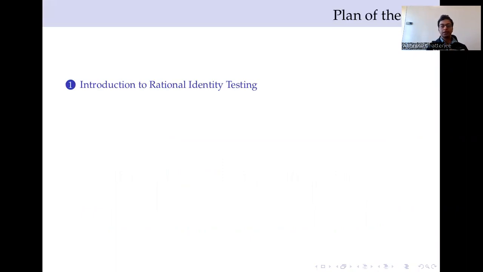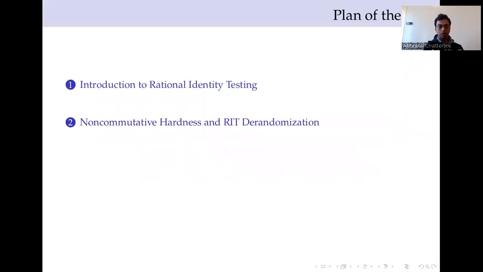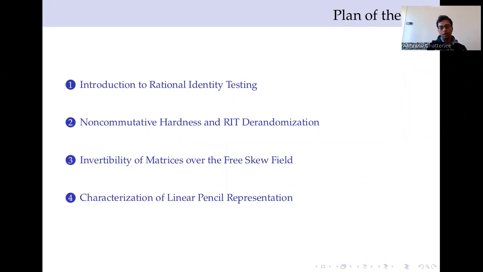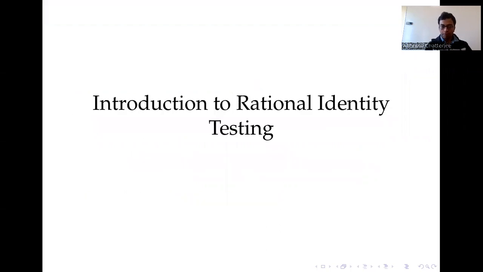So the plan of the talk is as follows. We'll first introduce the rational identity testing problem, the main focus of this work, and then we'll briefly mention our results one by one. Okay, so let's start with some introduction to the rational identity testing problem. Before we tell you what it is, let us go over what the polynomial identity testing problem is.